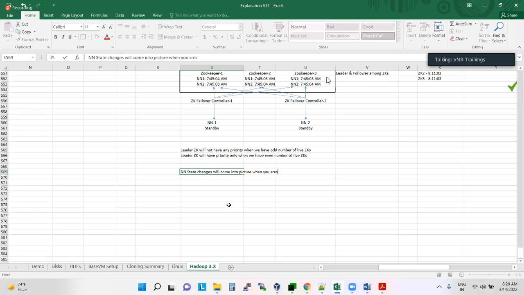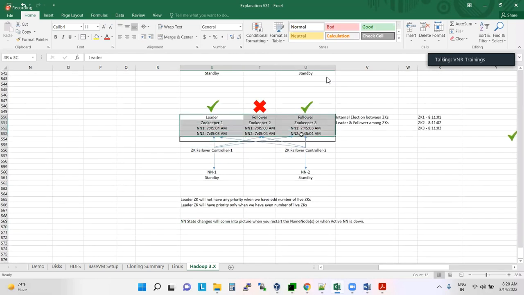Status changes will come into picture when you start the name nodes, when you restart name nodes, or when the active NN is down. Only this is the scenario where a status change is required. Suppose these three together have selected, this is active, this is standby.